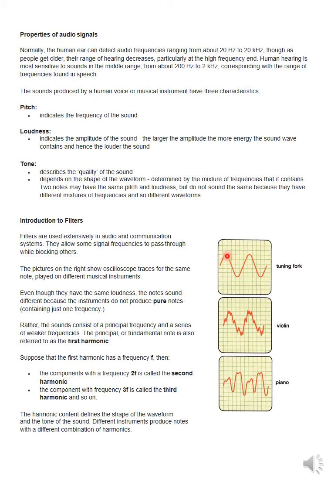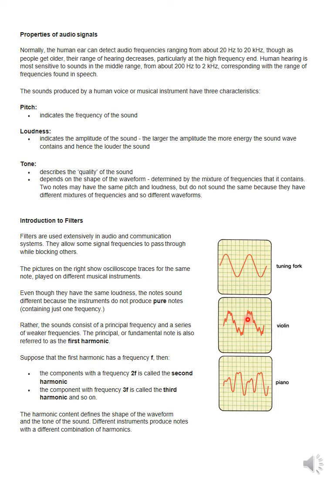If we are using a tuning fork, which you might have used in your physics labs, and you hit it with something, then it will create a humming sound of a single frequency, and it is usually of this form. It's a perfect sinusoid, you can see. Even though they have the same loudness, the notes sound different because the instruments do not produce pure notes containing just one frequency.